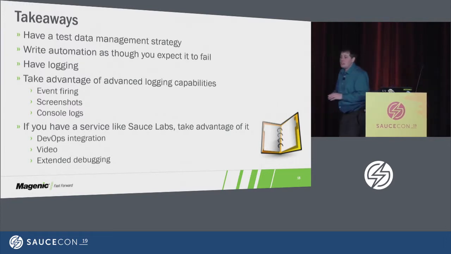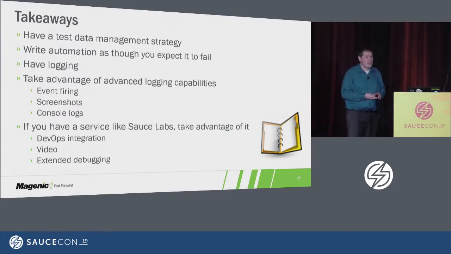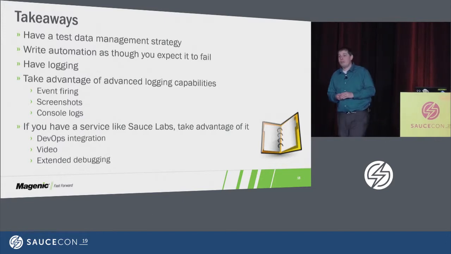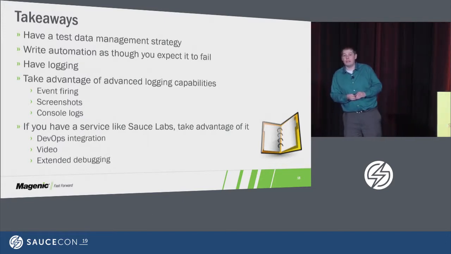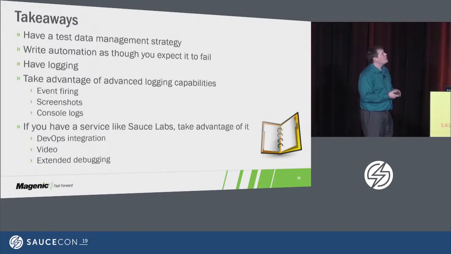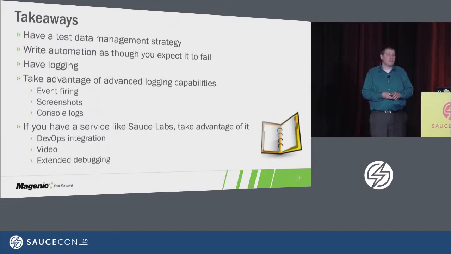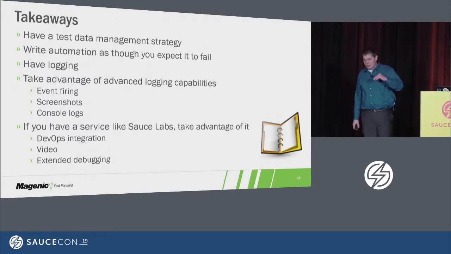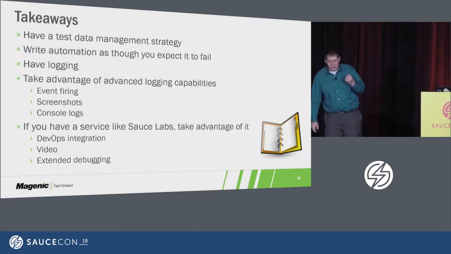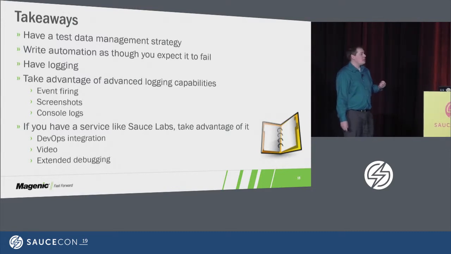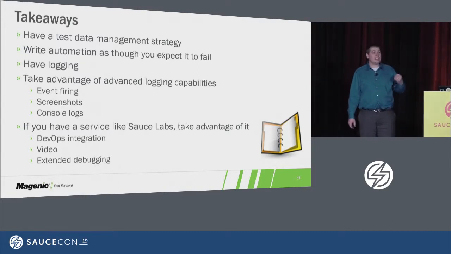First, make sure that you have a test data management strategy. If you don't, it's going to be much, much harder to figure out when there is a problem. And if you're writing automation, write it as though you expect it to fail. Failure is a good thing. There's this weird dichotomy in our industry where we want to get to green, right?